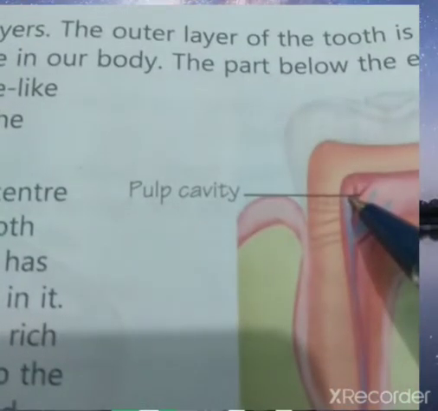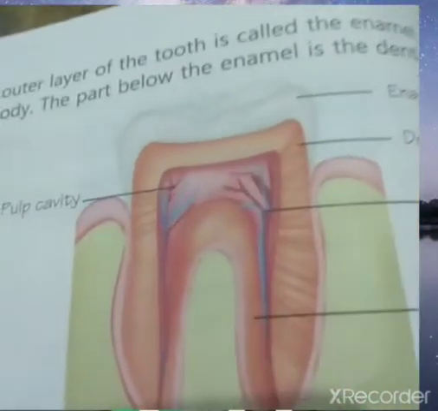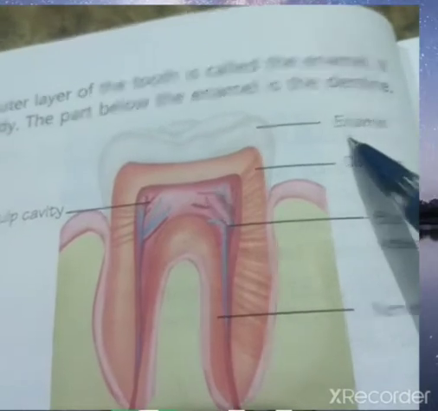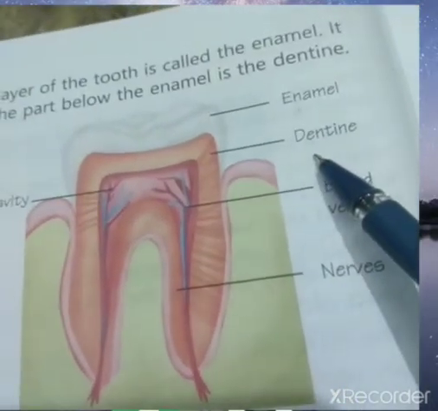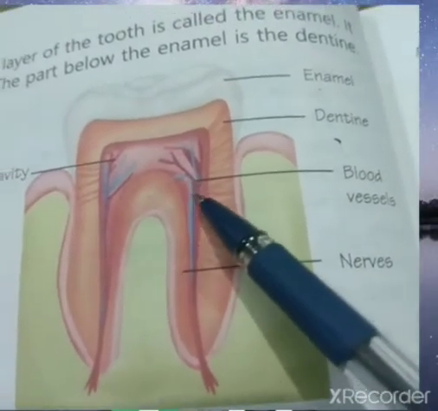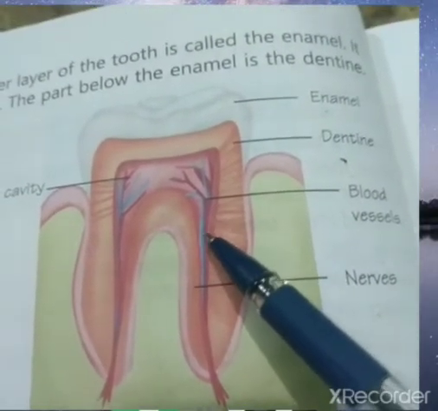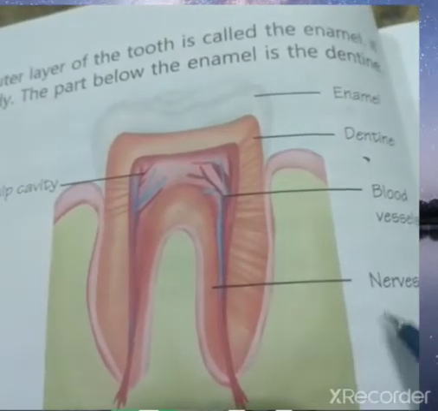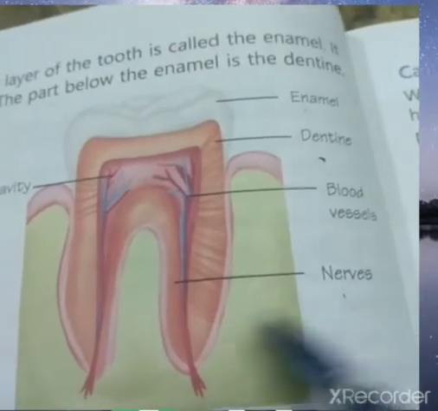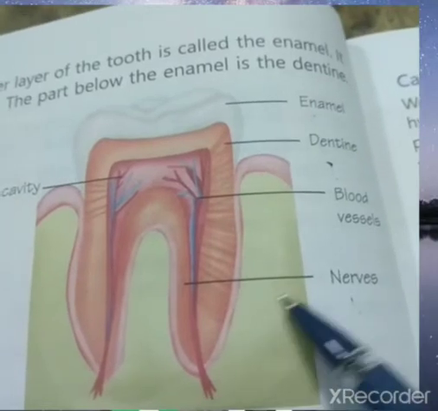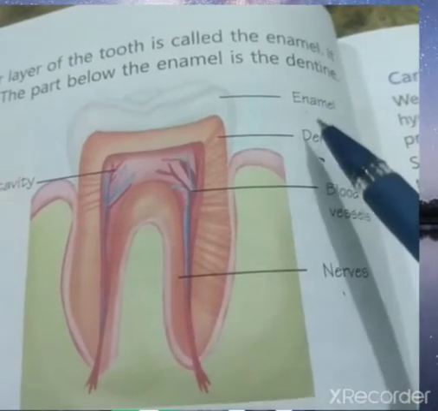This is the pulp cavity, and this is the enamel, the hardest substance, and this is dentin, and blood vessels. The blood vessels attach the tooth to the jawbone and the gum, and these are nerves. Nerves give sensation to the teeth. Blood vessels, dentin, enamel.